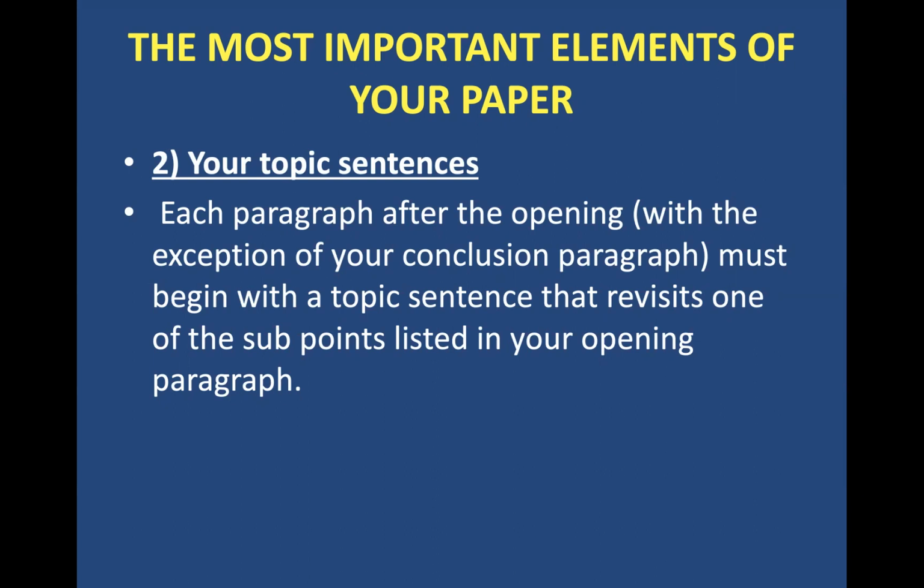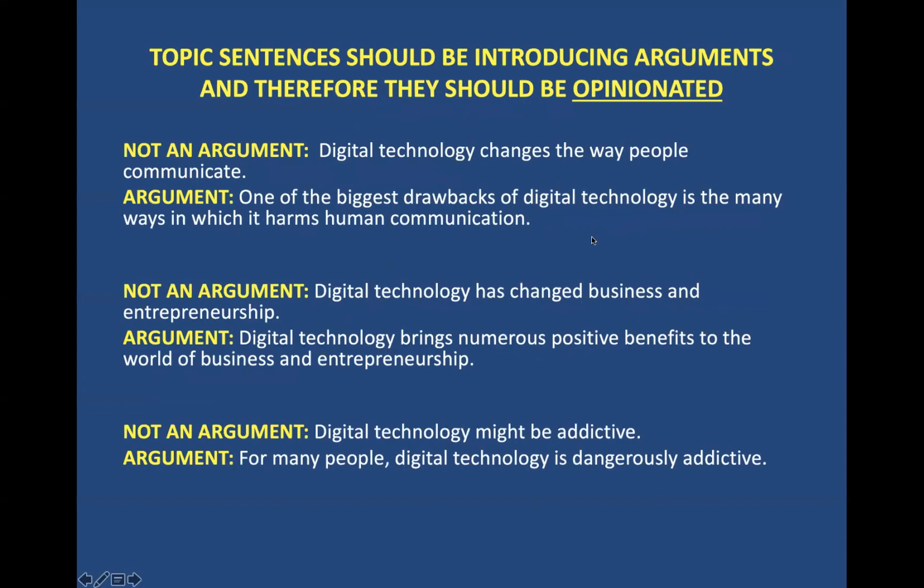And this is the important part, is that your topic sentences need to be making arguments. They need to be clearly opinionated. You're introducing an argument that you're making to the reader, and then you'll prove that argument in the paragraph with evidence that you bring in and observations that you may make. So let's take a look at what we mean when we talk about opinionated. So again, they need to be introducing arguments and should be opinionated. So let's look at something that might not be an argument and then turning it into an argument.